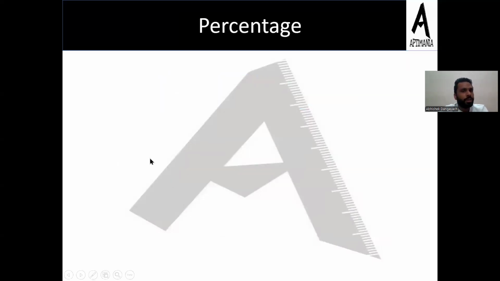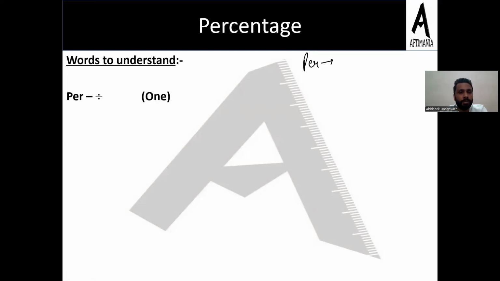There are certain basic words that we need to understand before going ahead. The first word is per. Per means one. And we just checked it out. To calculate the value of 1, we need to divide. Unitary method में भी अपन ने देखा था.